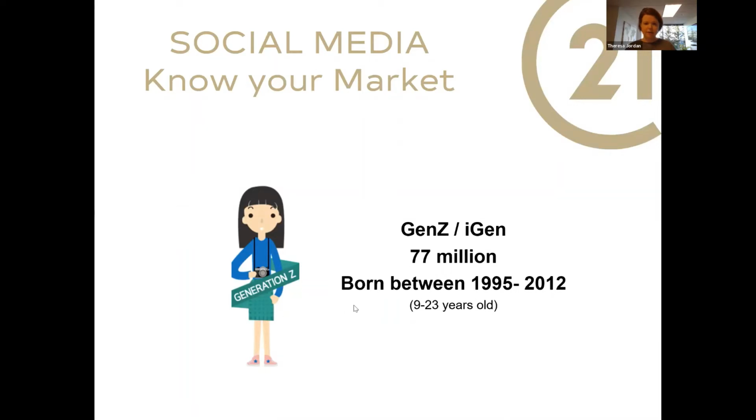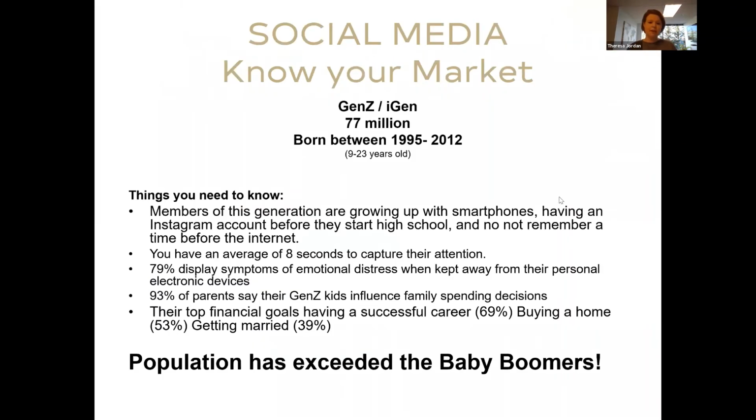Okay. All right. Okay. So the next is the Generation Z, or the iGen. 77 million in this age demographic between 9 and 23 years old. Some interesting information about them. These guys don't know life without a smartphone. Most of them had Instagram accounts by the time they started high school. You've got about 8 seconds to capture their attention. I totally think this is true.